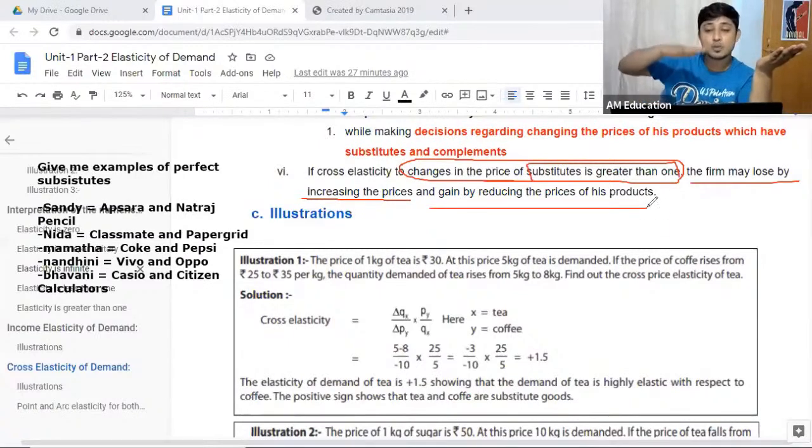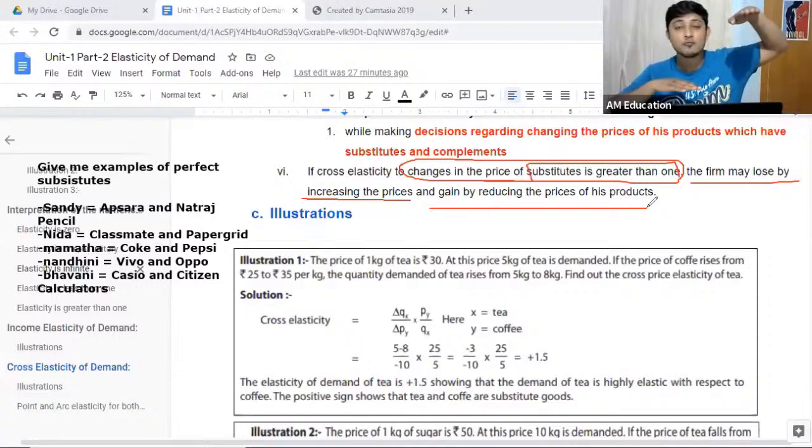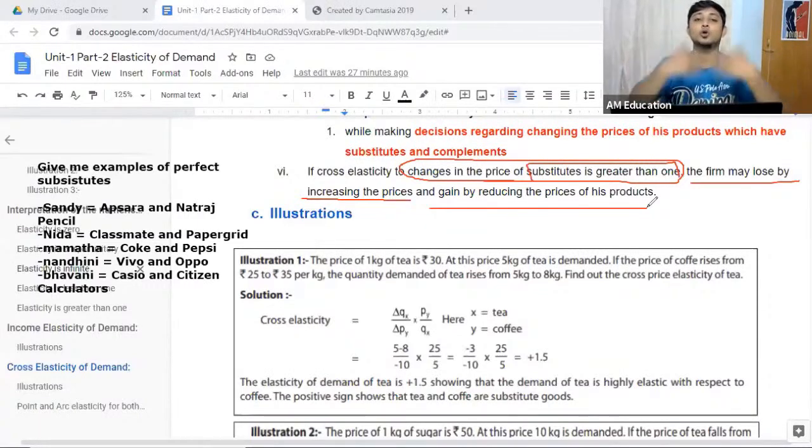So if I reduce the price of my products, what will happen to the demand of my substitutes? They will also decrease. So if you want to gain with close substitutes, you'll have to reduce your price. If you increase your price with regard to substitutes, you will lose. And what did Jio do here? What are substitutes for Jio?